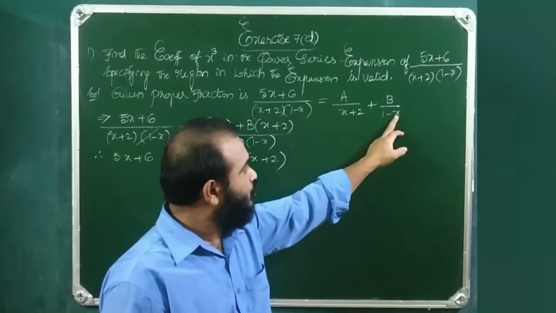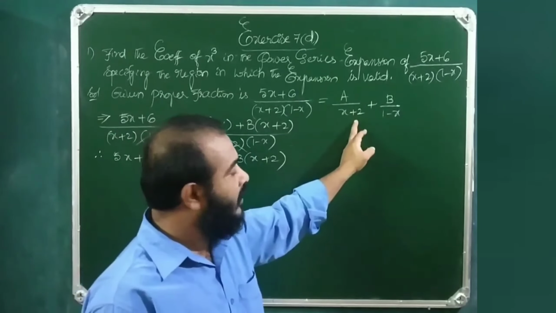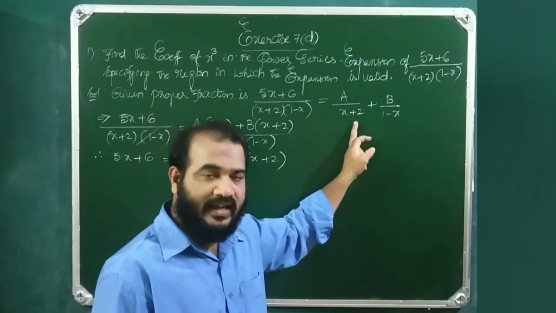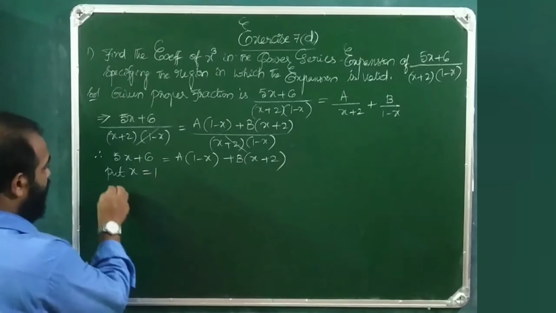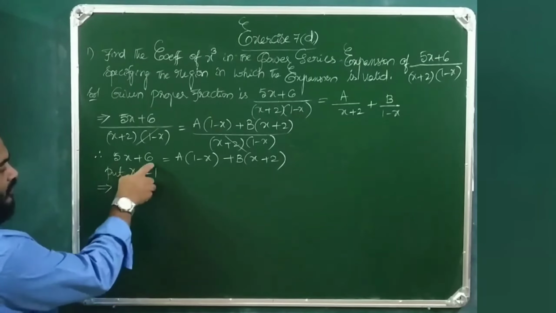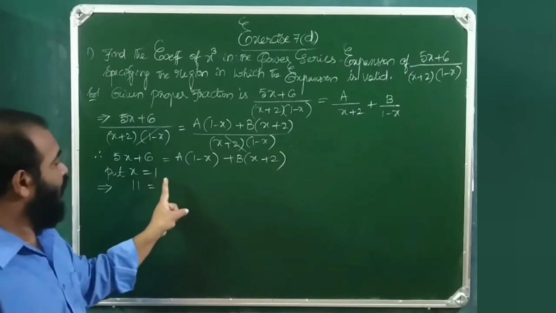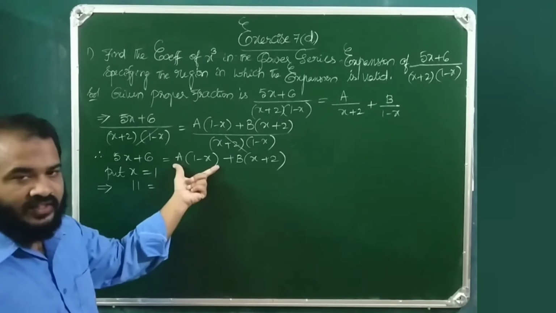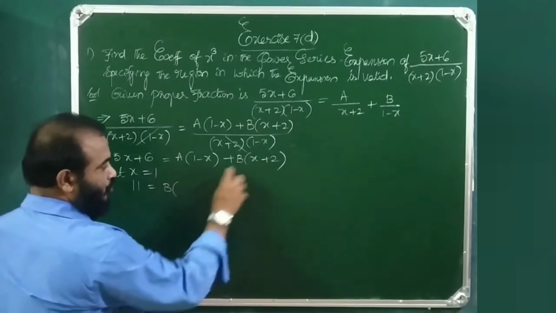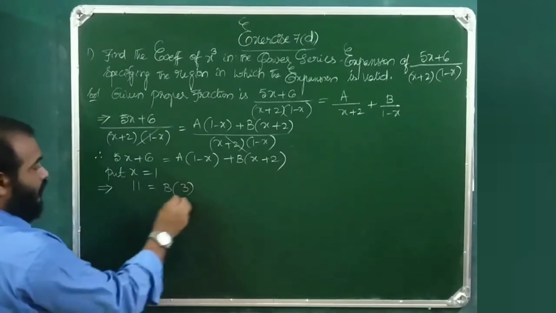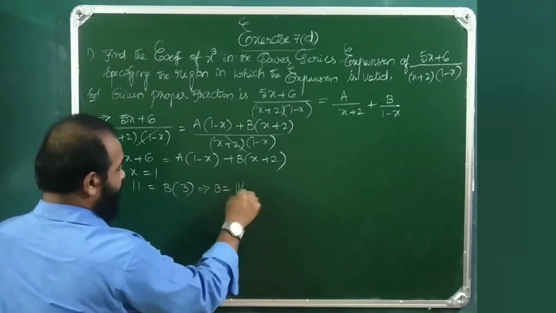So x equals 1 and x equals minus 2 will be taken to substitute for the value of x. Put x equals 1. Substitute: 5 ones are 5 plus 6, 11. On substitution of 1 in this, it will be 0, 1 minus 1 is 0. So B into (x plus 2), 1 plus 2 is 3. So B is equal to 11 by 3.